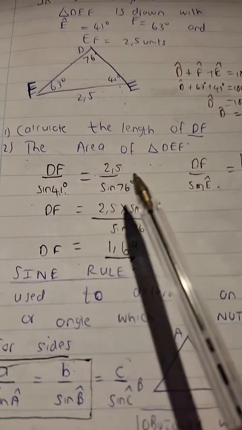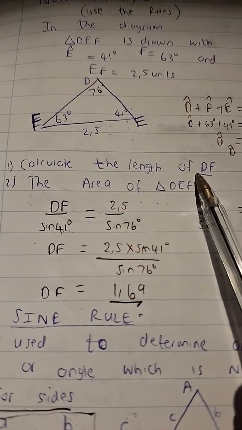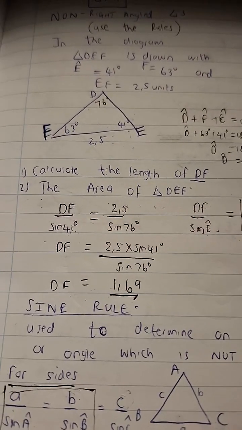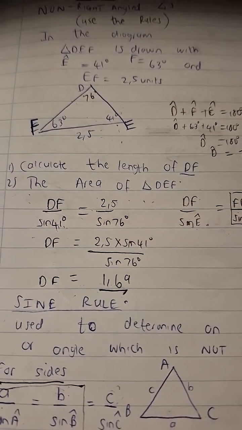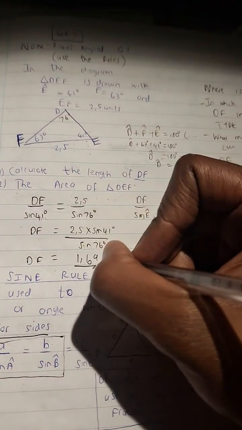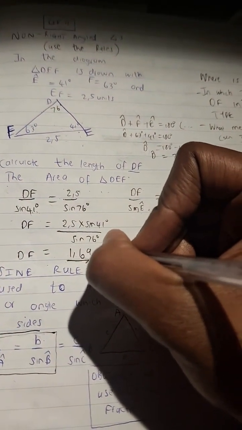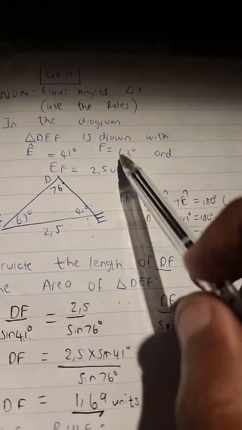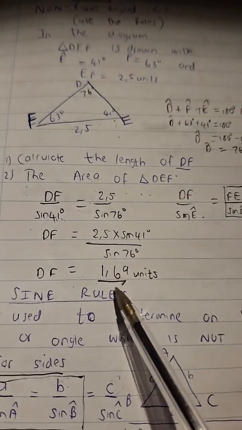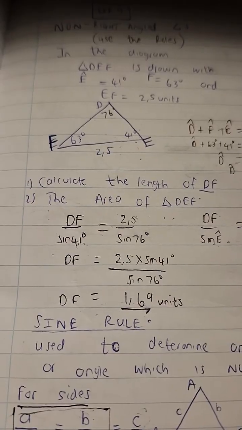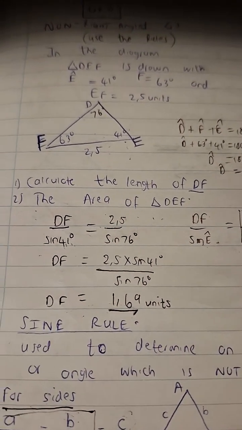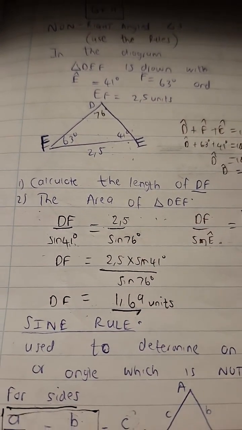Alright, there it is, guys. DF is 1,69. Isn't that amazing? Isn't she lovely? 1,69. And we write the word units because when we don't have an SI unit, we use units to represent the length. There it is, DF calculated. Why? Because we went through the process of doing what?